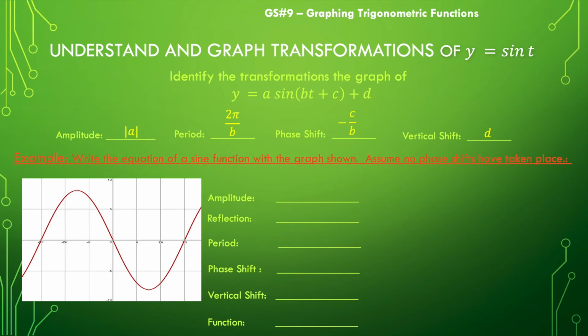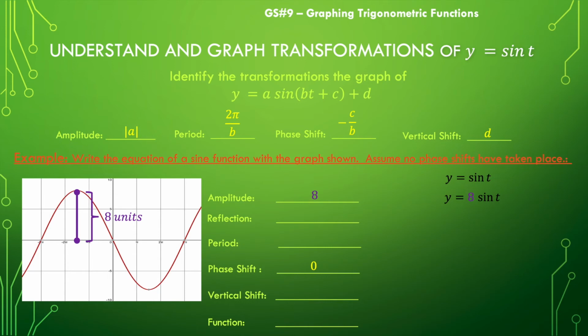The amplitude here is a little harder to find because we don't have all the increments on the y-axis named, but we can say that from what we're given, this is 8 units. So our amplitude is 8, and we can put that in the appropriate place in our function.